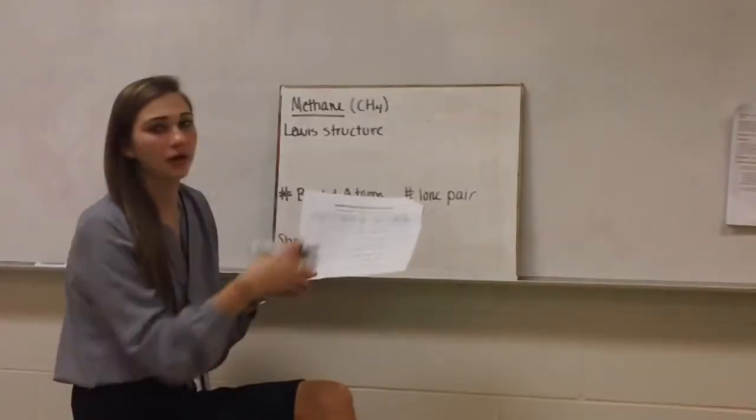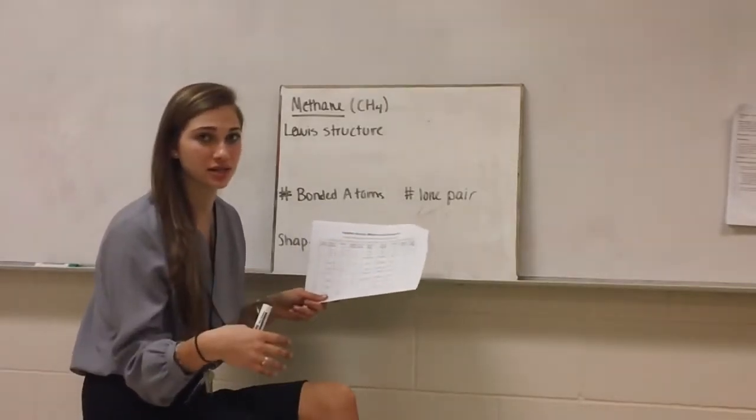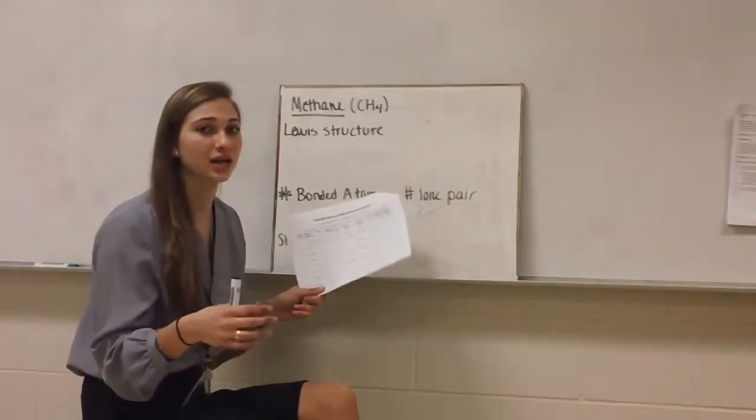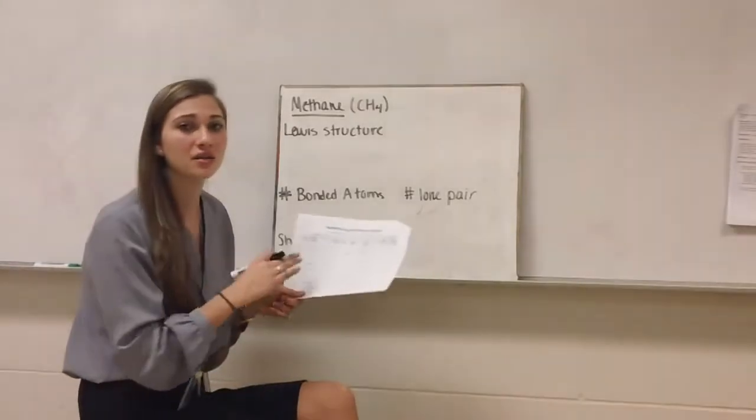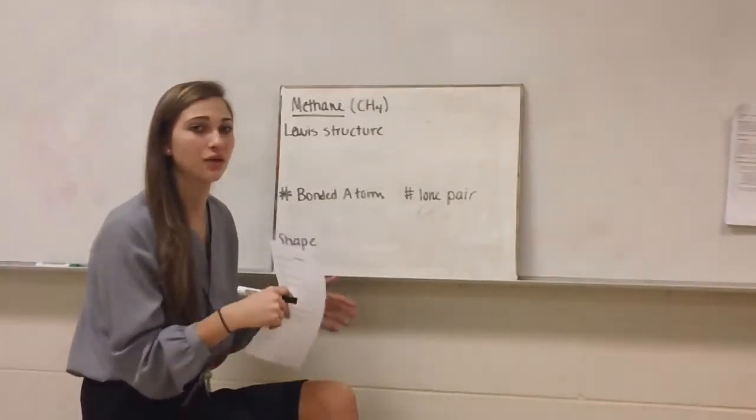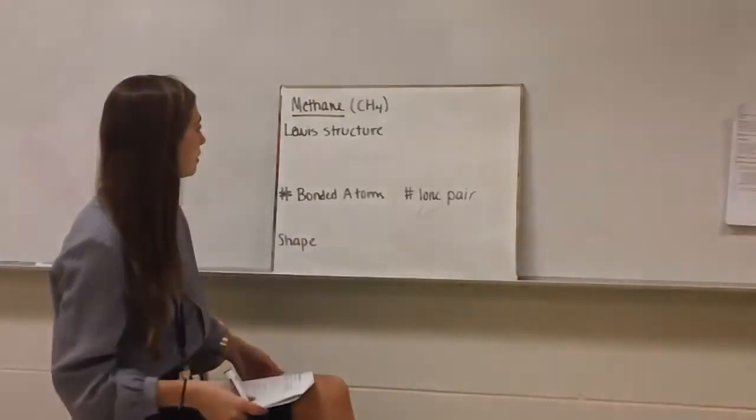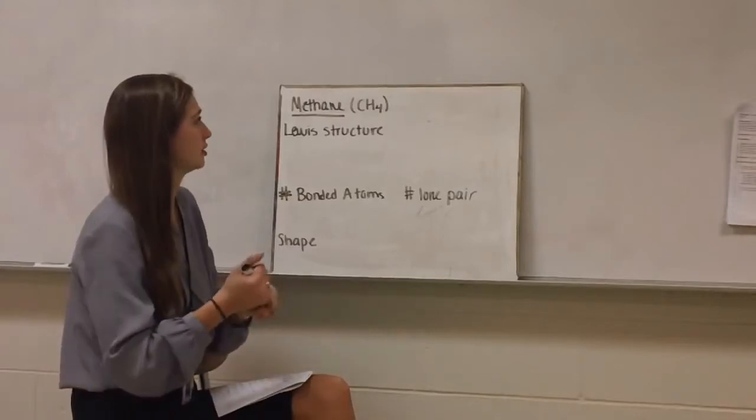So we're going to follow this chart for now, but you do have to memorize these. This is not in your reference packet. It cannot be found anywhere. These are the shapes that you're going to have to memorize based on the number of lone pairs and bonded atoms that there are. So let's do a practice problem here.